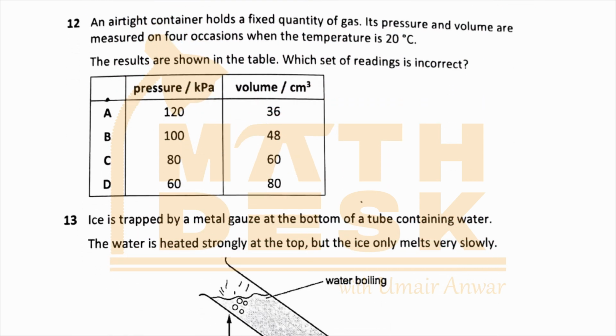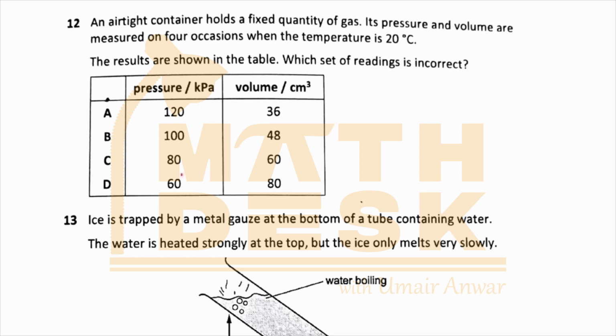The next part says an airtight container holds a fixed quantity of gas. Its pressure and volume are measured on 4 occasions when the temperature is 20 degrees centigrade. The results are shown in the table. Which set of readings is incorrect? So we are given the 4 options here.